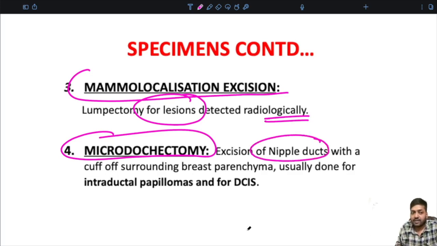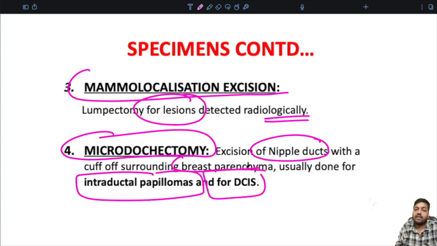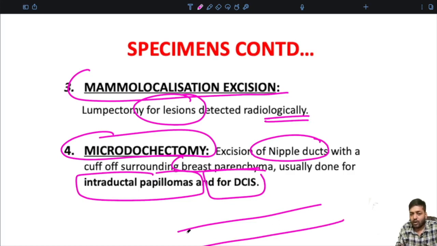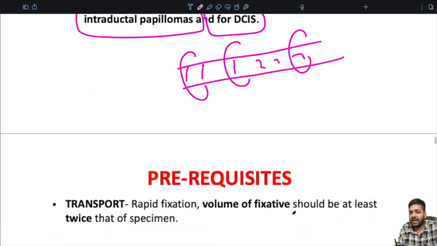Okay, the nipple ducts with a cuff of surrounding breast parenchyma, usually done for intraductal papillomas as well as for DCIS, that is ductal carcinoma in situ. So whenever the process is involving a duct, along with the duct, the surrounding normal breast tissue is also removed. That is called microdocectomy, mainly done for intraductal papillomas and for DCIS.